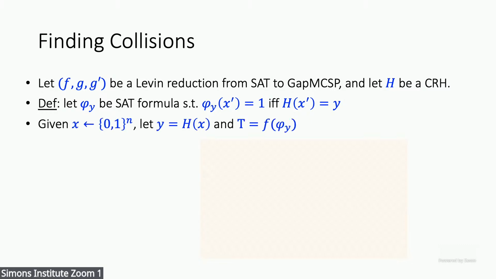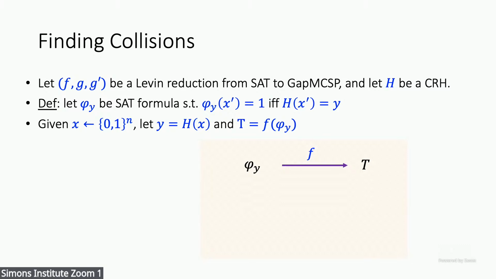And then I'm going to sample a random x, compute the image of x according to the hash function, and apply the reduction from phi y, when y is my image, to GAP MCSP. So I have a SAT formula, and I'm applying the reduction to get a truth table of a function, and the promise is that this SAT formula is satisfiable if and only if there is a small circuit that computes this truth table. But I know that this SAT formula is satisfiable.